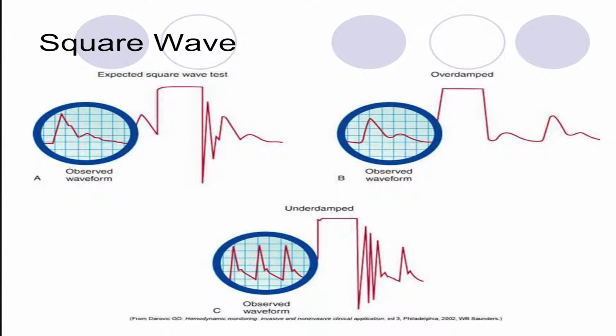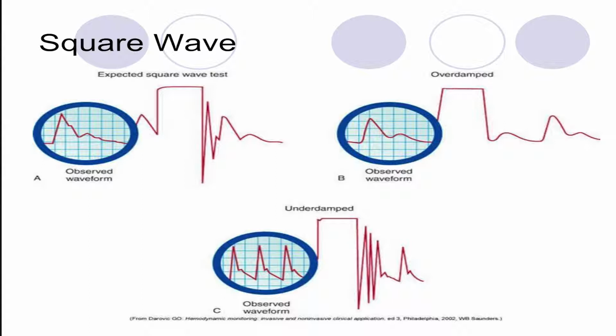As an art line is running across, you do a squeeze to your flush, and you're going to get a square on that waveform. The first one, A, is what it should look like. You have your normal, you get a square wave, you have some resonance, a couple. This bottom peak should fall around 0 on the lines on your monitor, not terribly below. You should have one line back, and that's it.